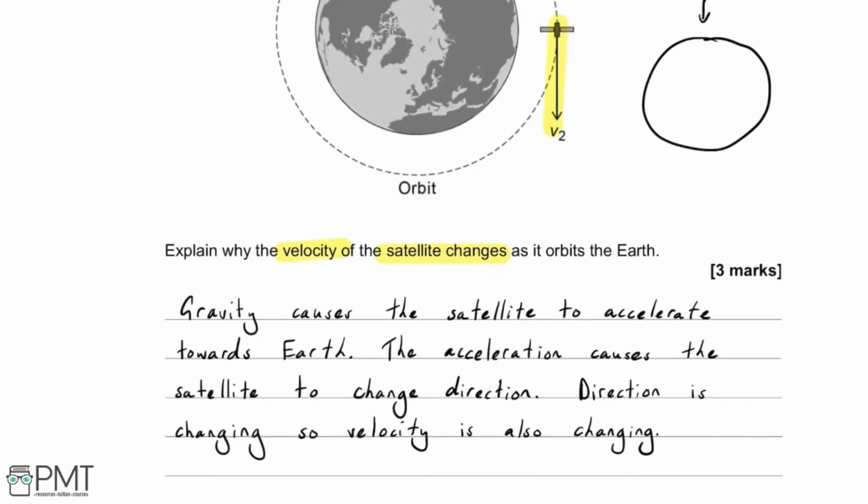If we're looking at where you would get the marks for this question, it's a 3-mark question. The first is that the gravity causes the satellite to accelerate towards Earth. The second is about the acceleration causing it to change direction. And the third is that if direction is changing, then the velocity is also changing.